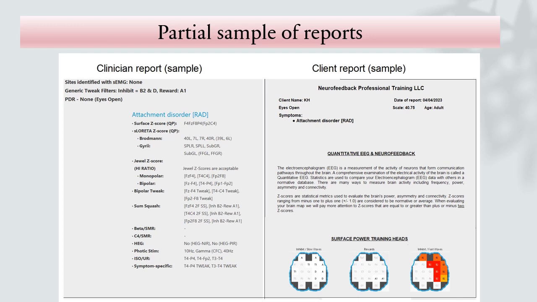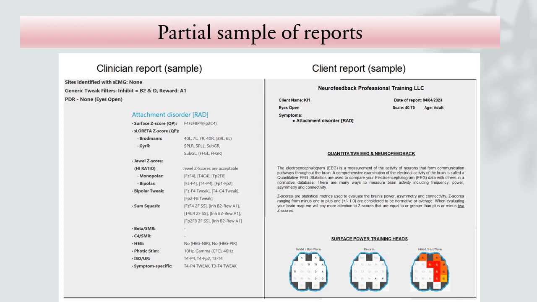If you're doing a 2-channel sum squash, notice the sum squash is a 2-filter design with a reward and an inhibit. But if there is no suggested reward, then it will be a 1-filter sum squash. There are also recommendations as far as using beta SMR is concerned, or just C4 SMR. HEG, PIR, and NIR are commented on. Photic stim suggestions, ISO, UR, or low frequency training suggestions.